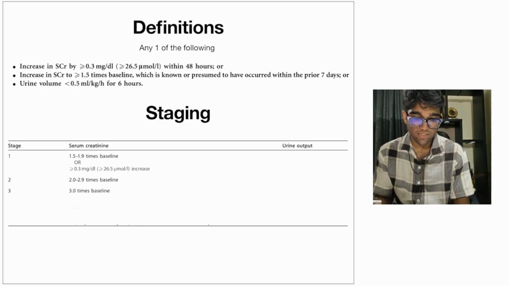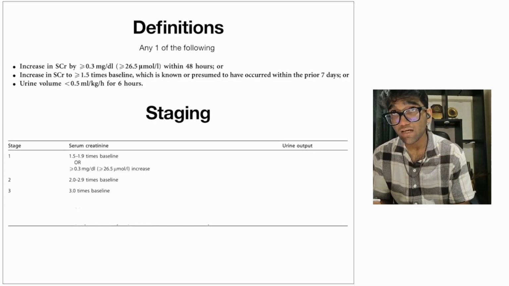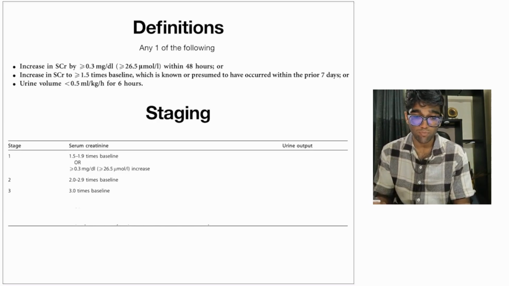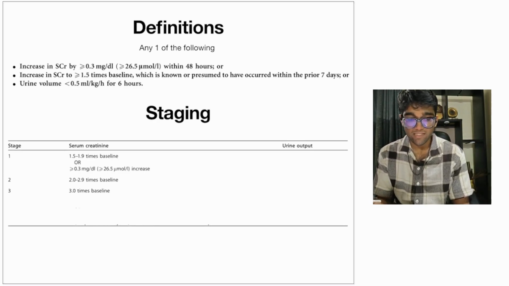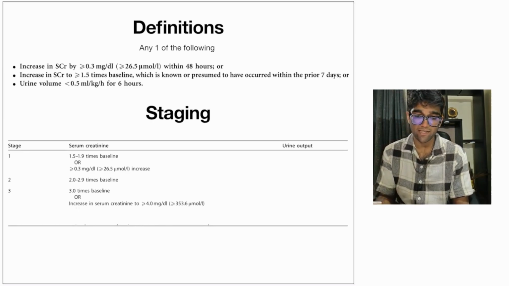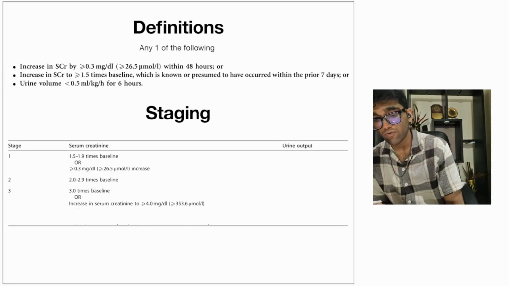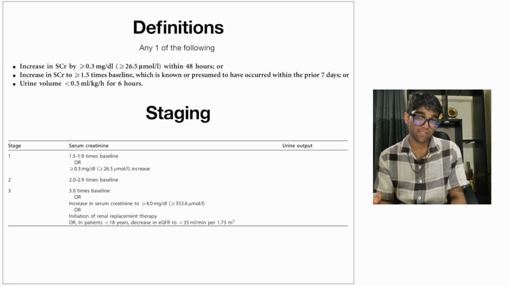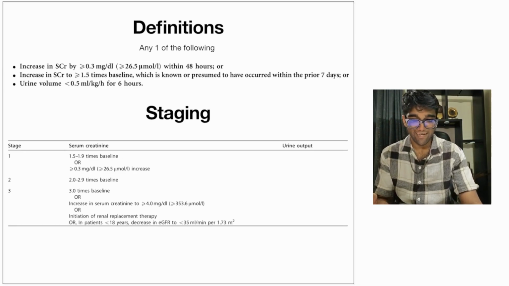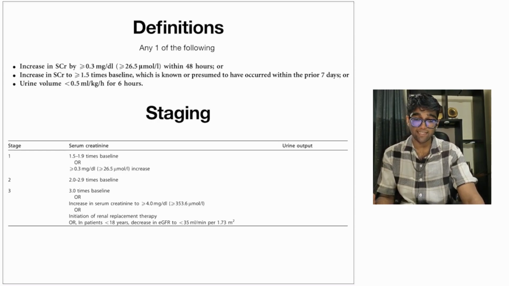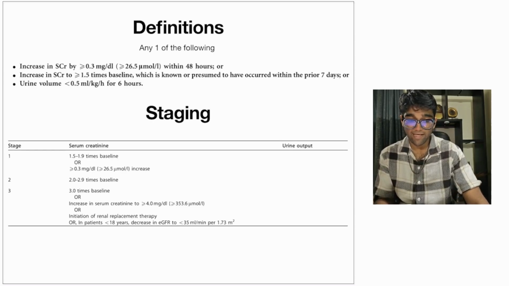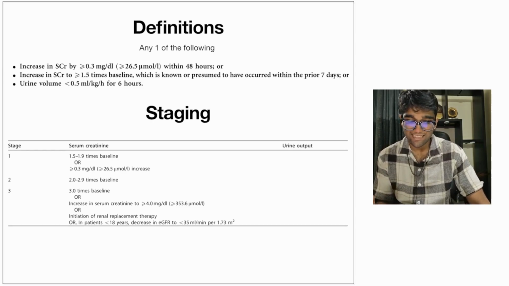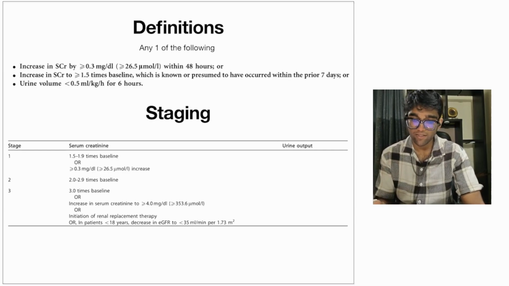Second thing that we use is the absolute rise in creatinine. If it rises by more than 0.3 milligram per deciliter, that is stage 1. And if the absolute value crosses 4 milligram per deciliter, that is automatically stage 3. Now, if the patient at any point requires renal replacement therapy, that is hemodialysis of any sort, that is also stage 3. In children, that is patients less than 18 years of age, any decrease in eGFR to less than 35 ml per minute is considered a stage 3 AKI. So we use eGFR in this situation.